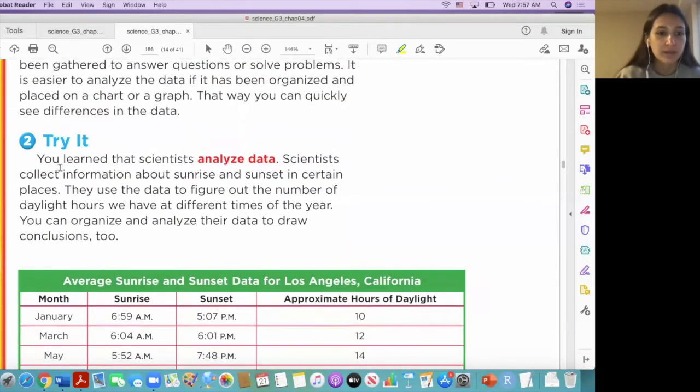So here it says, you learned that scientists analyze data. Scientists collect information about sunrise and sunset in certain places. They use the data to figure out the number of daylight hours we have at different times of year. You can organize and analyze their data to draw conclusions too.